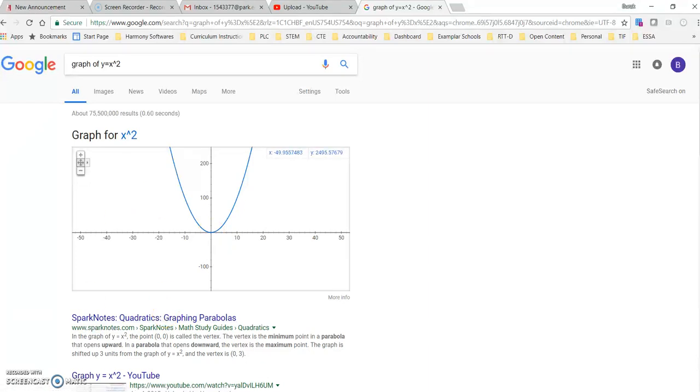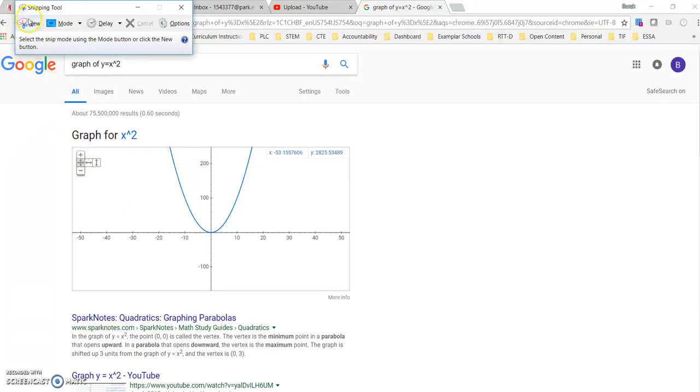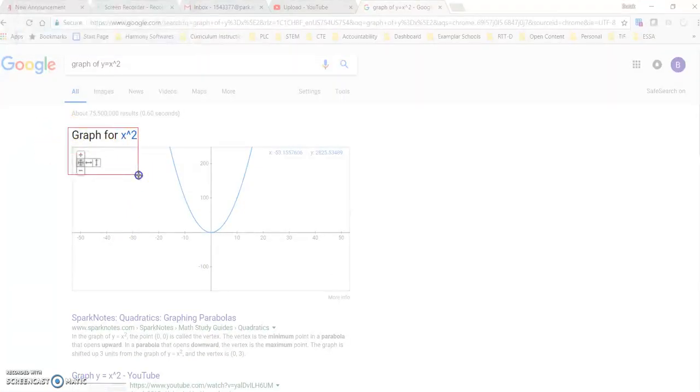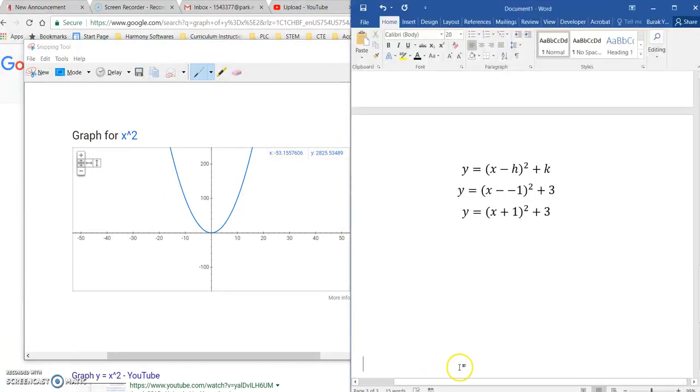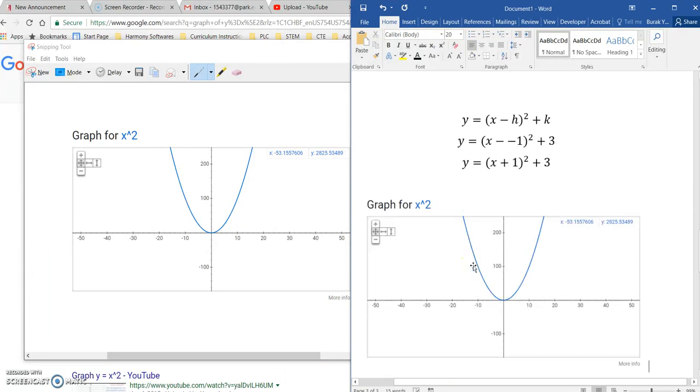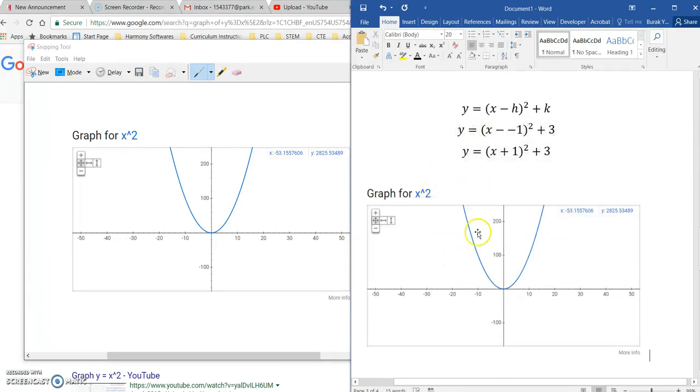So let me just add this here, copy this, and here. Okay, so this is the graph of x squared. So in general, this is the format y equals (x minus h) squared plus k. H and k are the transformations.